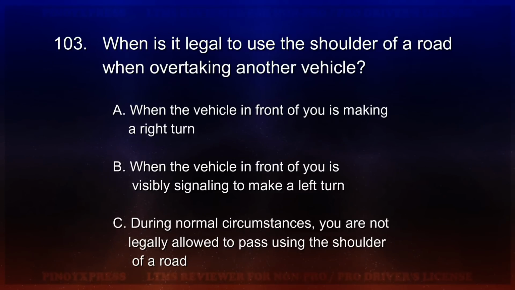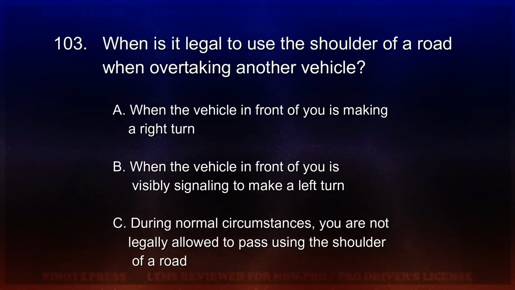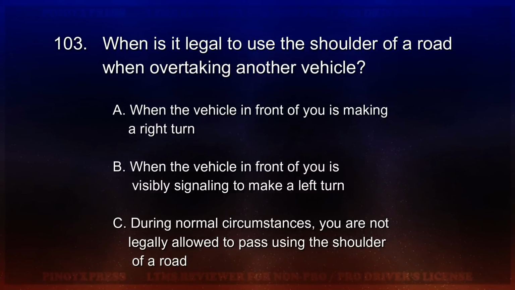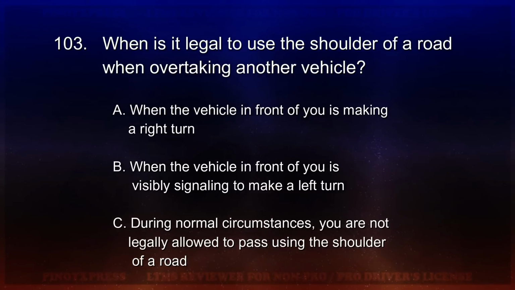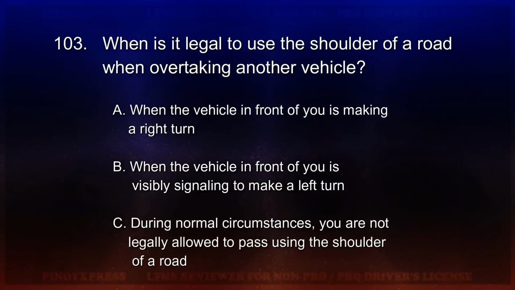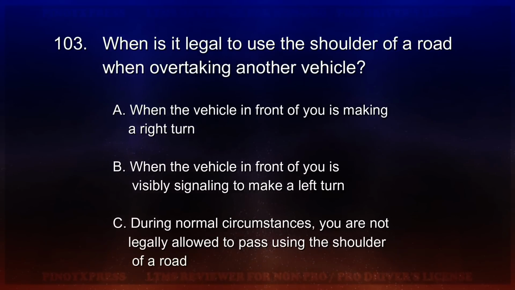When is it legal to use the shoulder of a road when overtaking another vehicle? A. When the vehicle in front of you is making a right turn. B. When the vehicle in front of you is visibly signaling to make a left turn. C. During normal circumstances, you are not legally allowed to pass using the shoulder of a road. The correct answer is letter C.